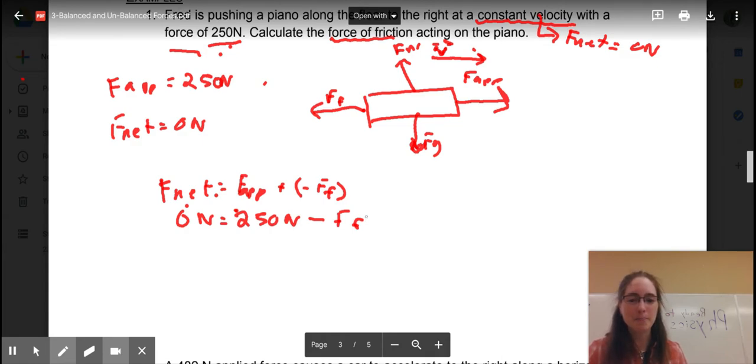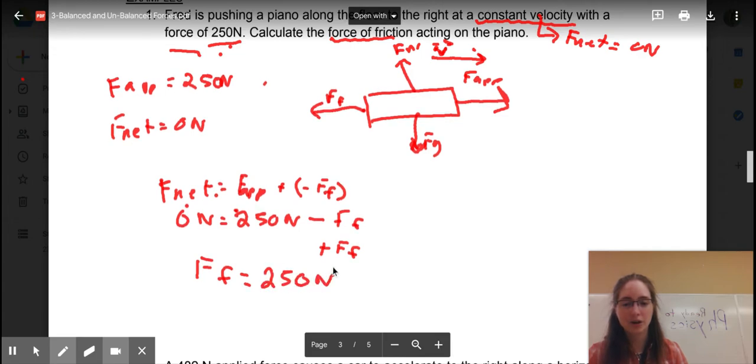Now I am going to rearrange this and add my force of friction to this side. Add force of friction to 0, that's just force of friction, and I am then left with 250 newtons. So my force of friction is equal in magnitude to my force applied. We could even rewrite our equation as: force applied is going to equal our force of friction.